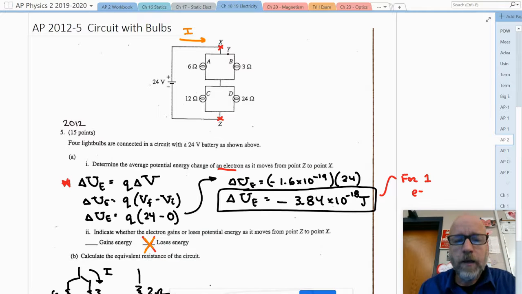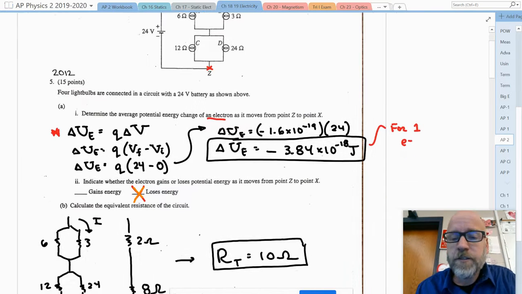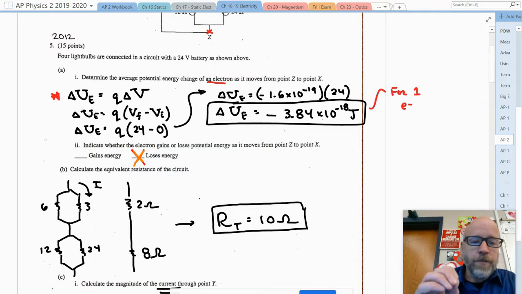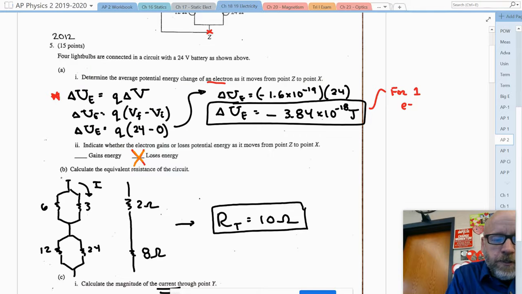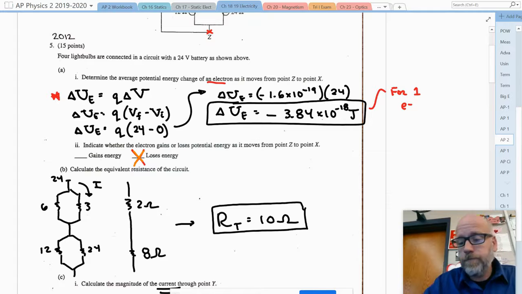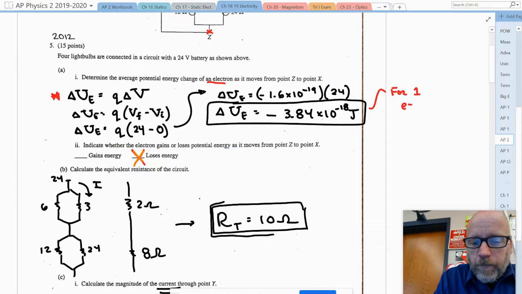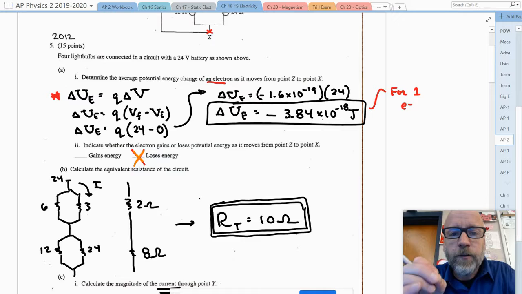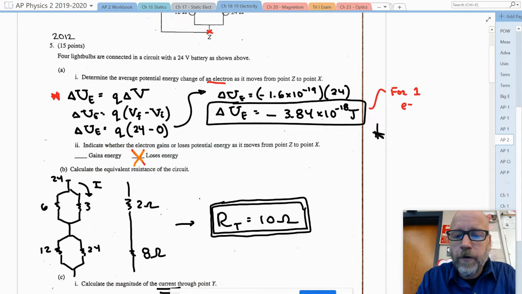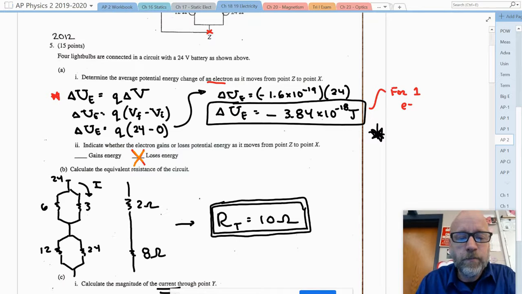It says, calculate the equivalent resistance of the circuit. I feel like if you redraw that as a waterfall with 24 volts at the top and our 6 and 3 in parallel with each other, that's easy to find, is 2 ohms. 12 and 24 in parallel, it's going to give you 8. So the total resistance of the circuit is 10 ohms. You all should have been able to get that. If you didn't, it's because you got frozen by up here. Got to move on. Move on.